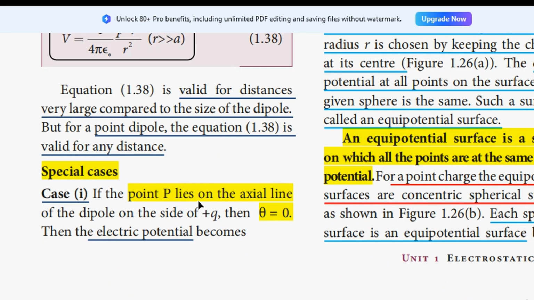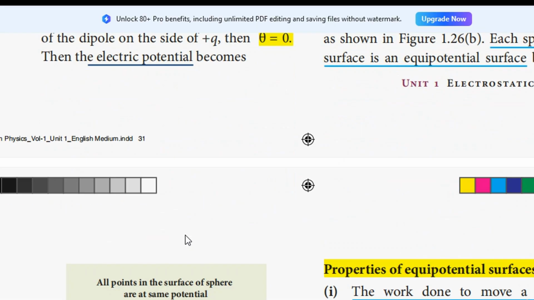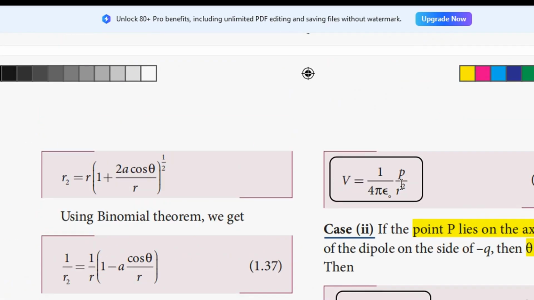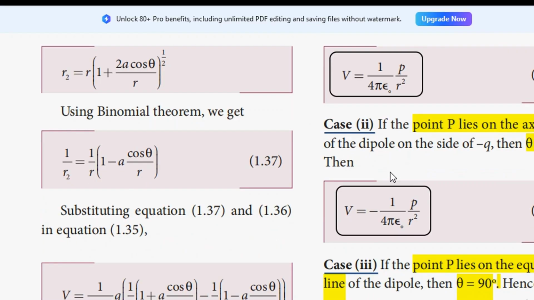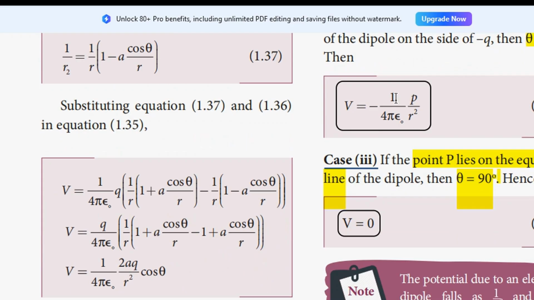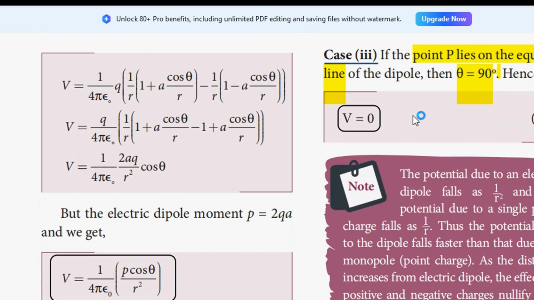In the first case, if the point P lies on the axial line for which theta equals 0, that is the point is on the side of plus Q, then the electric potential will be given by V equal to 1 by 4 pi epsilon P by R square. And in the second case, if the point P lies on the axial line for which theta equal to 180 degrees, that means the point P lies on the side of minus Q, then you have the equation as V equal to minus 1 by 4 pi epsilon P by R square. And in the third case, if the point P lies on the equatorial line of the dipole, then theta equal to 90 degrees, therefore V is equal to 0.